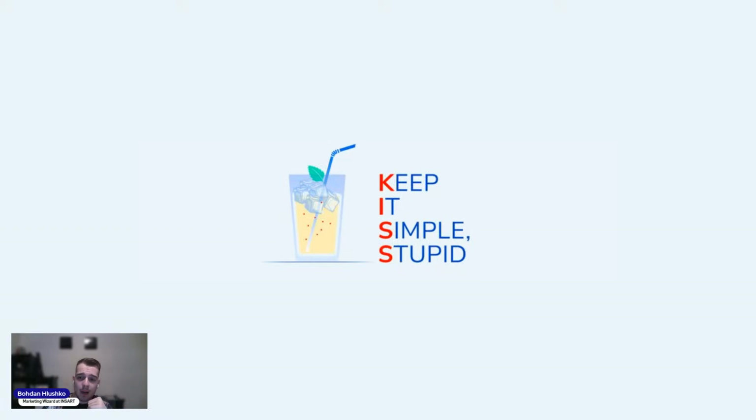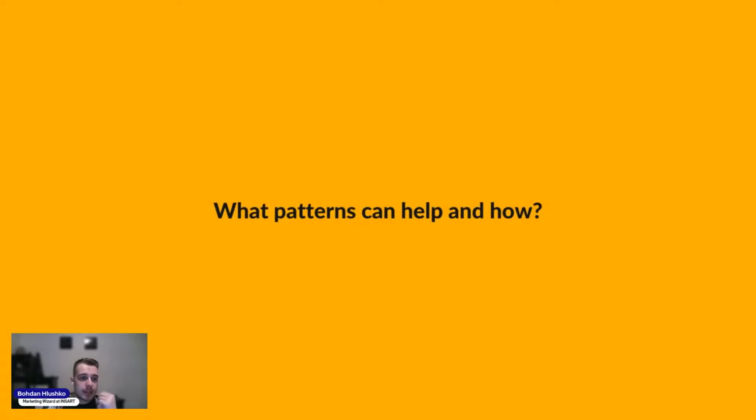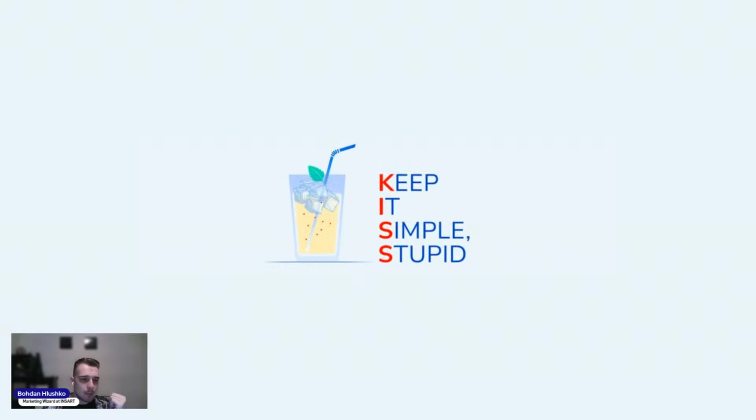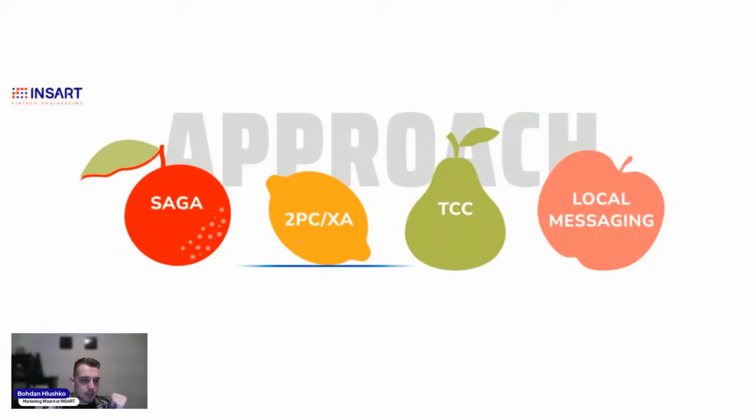Let's move forward. What patterns can help and how can they help you? We have already mentioned the architectural approaches that can do the trick to manage distributed transactions. And in this case, I'm just going to come back to the previous slide and talk about this one. So I'll be just listing them. 2PC, otherwise called the two-phase commit. The other one is try, commit, and cancel, which is a little bit more complicated version of the previous one. Local messaging and the Saga pattern.